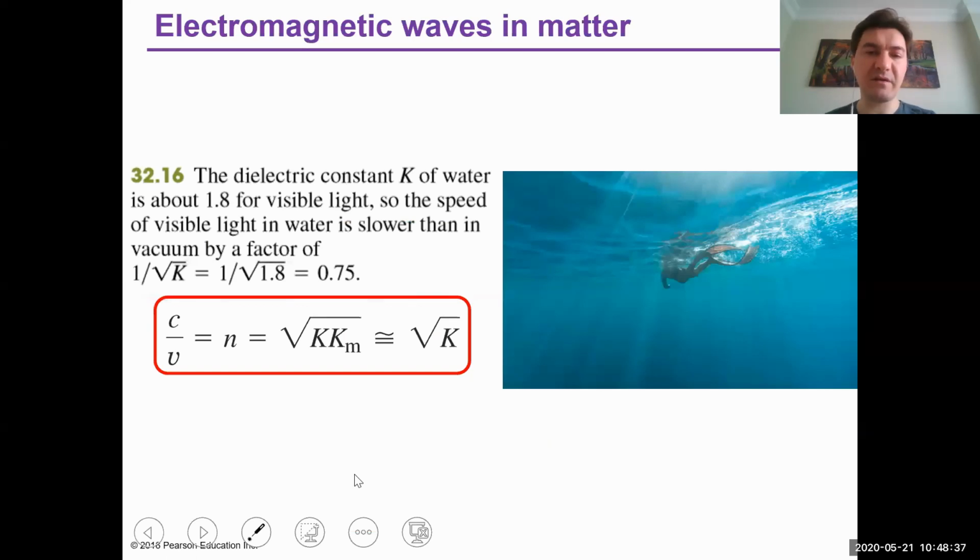Okay. Let me discuss one example. The dielectric constant of water is about 1.8 for visible light. So the speed of visible light in water, what you see here, is slower than in vacuum by a factor of this one. Instead of K, just use 1.8, then we can find 0.75. So what is the meaning of that? The speed of visible light in water is slower than in vacuum.